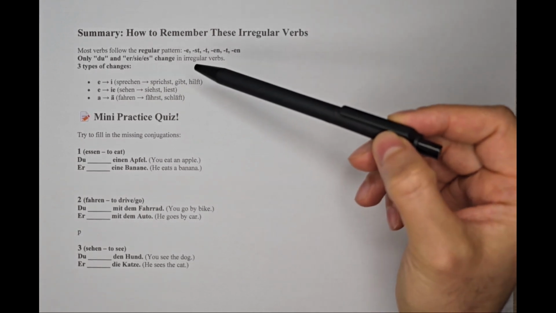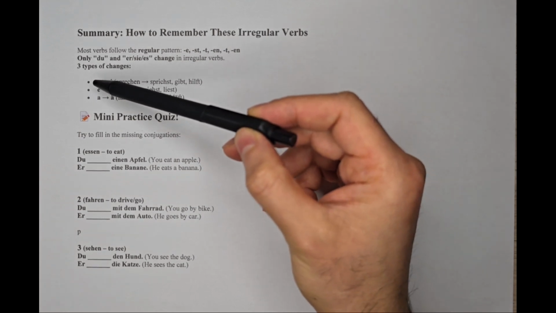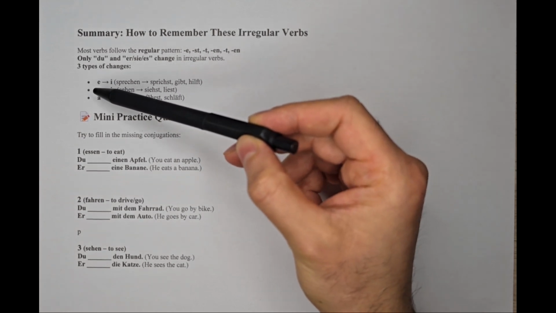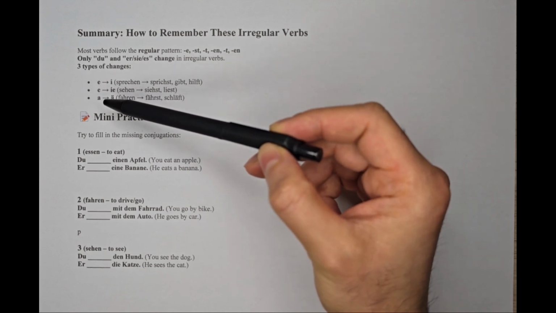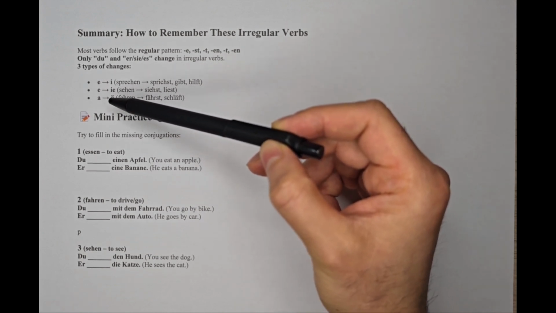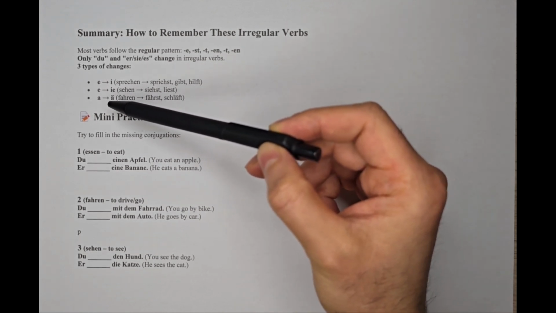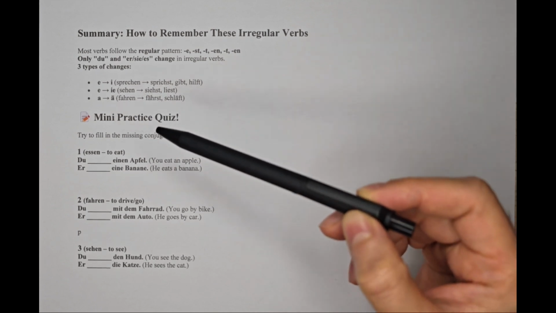The three types of changes that are happening are: E is getting converted into I, again, E is getting converted into IE, and A is getting converted into another A with umlauts, which is pronounced as Ä.